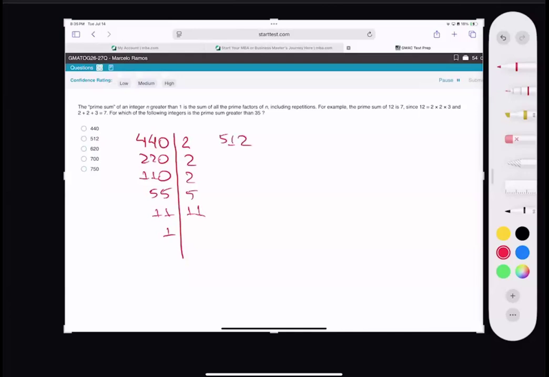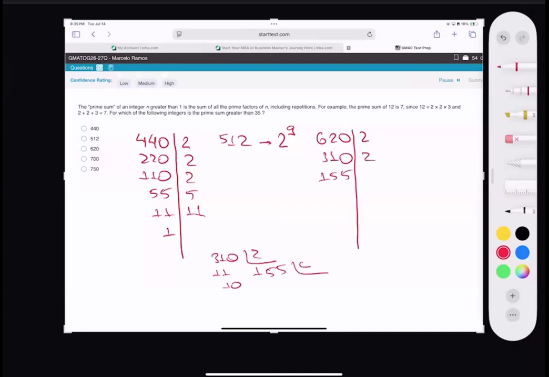512. Yeah, 512, you guys know that is 2 to the power of 9. So it's 2 plus 2 plus 2, nine times. Is not greater than 35. 620. 2, 310. Divided by 2, I don't know. I need to do 155. Divided by 5, 5, 11, so divided by 5. And we have.